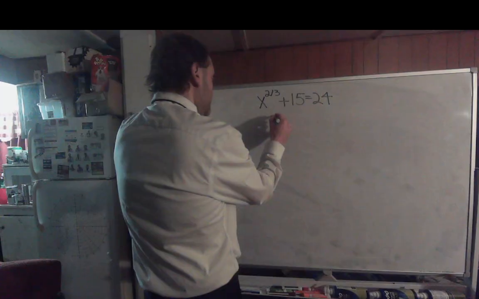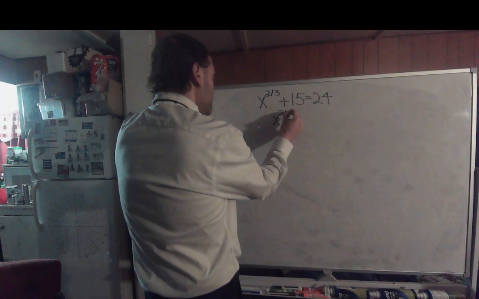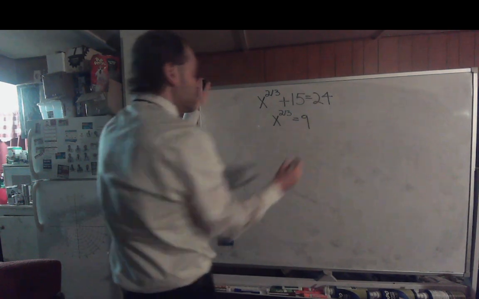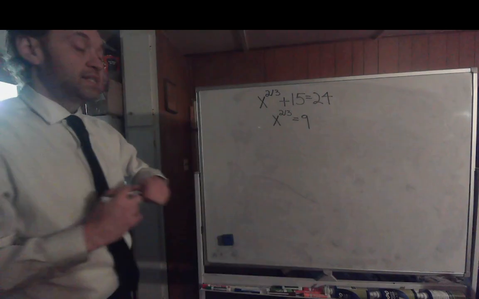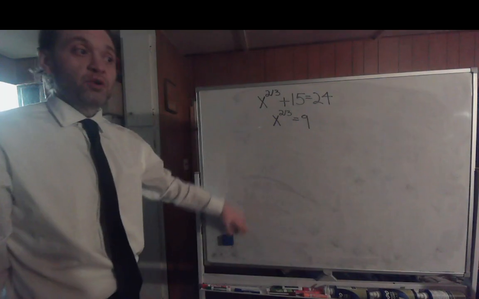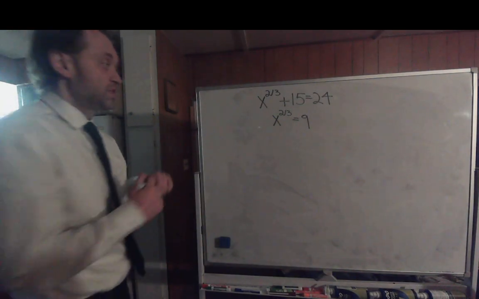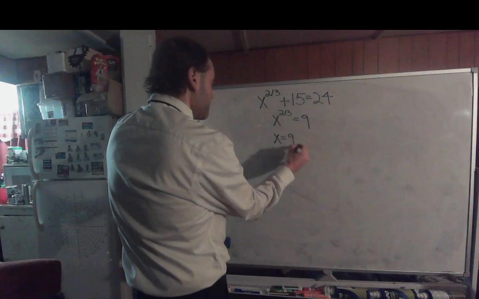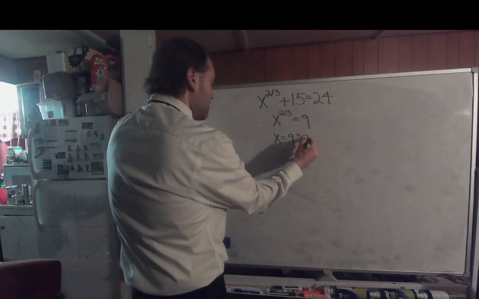So if you do that, this will turn into x to the 2/3 equals 9. Well, we want to get x by itself, so that means if it's raised to the 2/3 power, we have to raise both sides to the 3/2. So if we do that, you'll get x equals 9 to the 3/2 power.